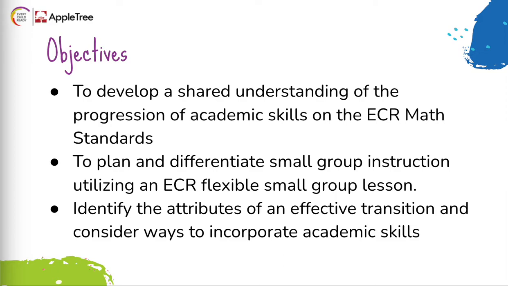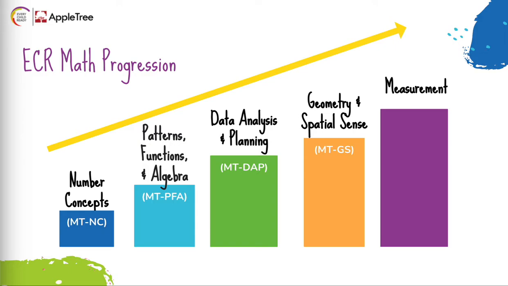Let's dive into our first objective, to develop a shared understanding of the progression of academic skills on the ECR math standards. Let's visualize the academic progression of ECR math content. There are 5 math competencies in the progression. Following the essential gradebook progression, students begin with number concepts, move to patterns, functions, and algebra, next data analysis and planning, then geometry and spatial sense, and next measurement.